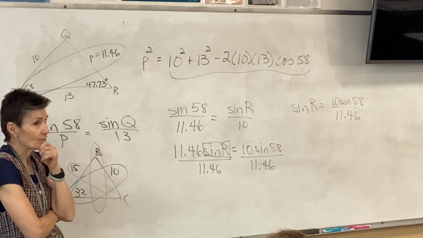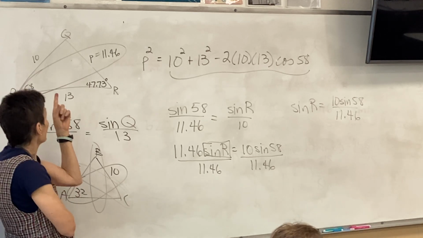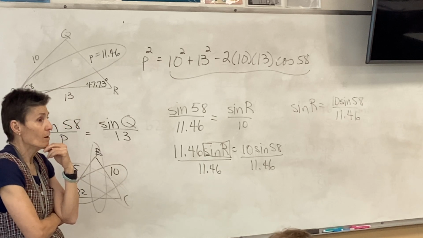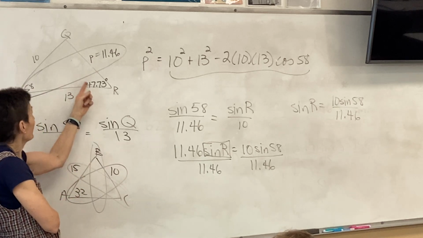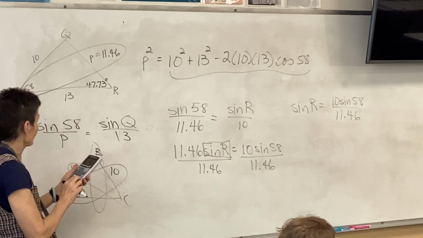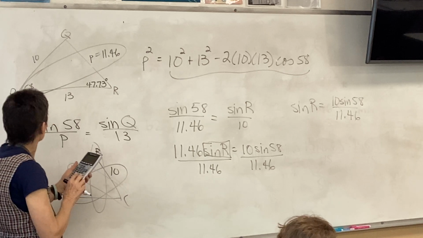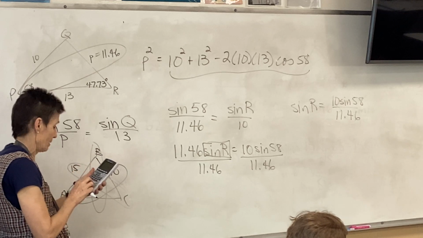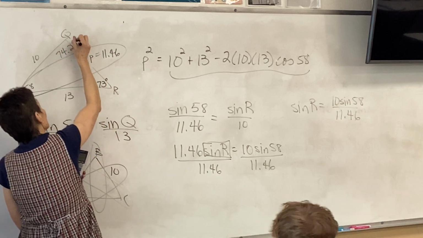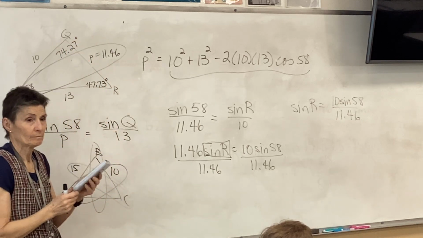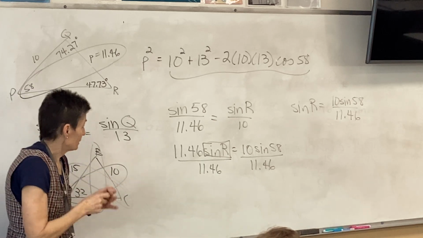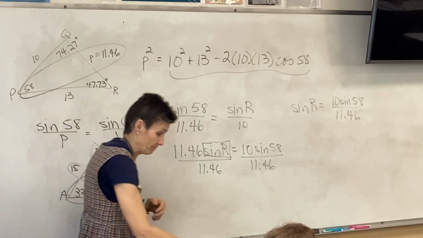And then, here's the really good news. We still need angle Q, but do we need to do any trig to find angle Q? No, because what do we know about the angles of a triangle? They add up to 180. So, 58. I got 74.27 for angle Q. Wow. A lot going on in that problem.